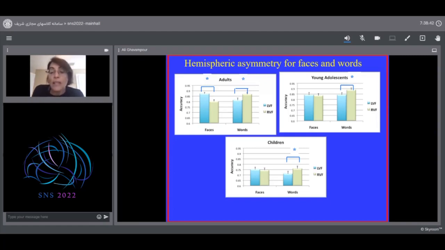We see a similar pattern in the adolescents for words, and that is greater accuracy when words are presented to the right visual field, i.e. the left hemisphere. But we are not seeing the lateralization for faces. And if you go to the bottom image, you can see that in young children whose accuracy overall is much lower than the other two groups, they too show the lateralization for words, but not the lateralization for faces.